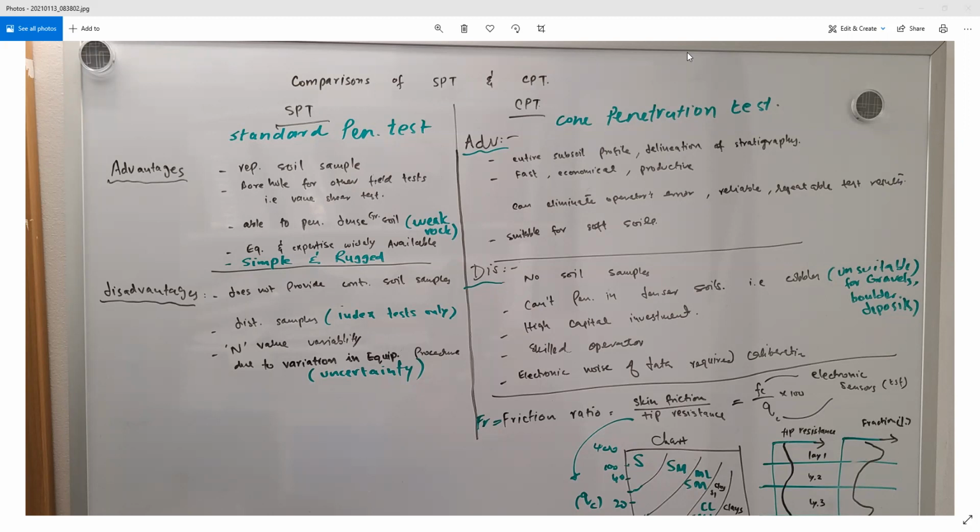The advantages are you can obtain representative soil samples, and these soil samples could be further used for laboratory testing. SPT can provide the boreholes for other field testing, such as vane shear test. It is able to penetrate through the denser granular soils, sometimes into the weak rocks, like shale.